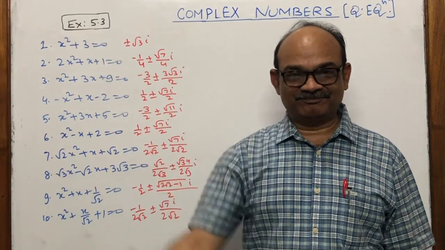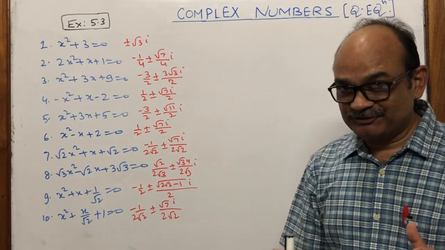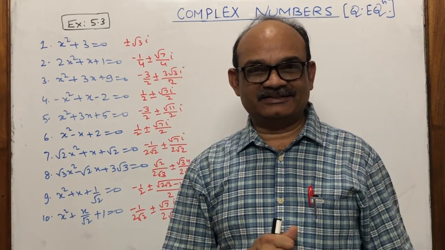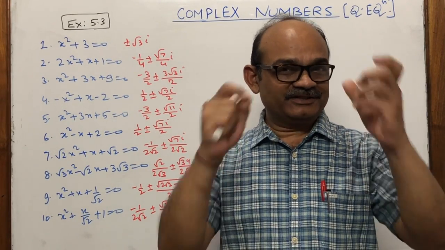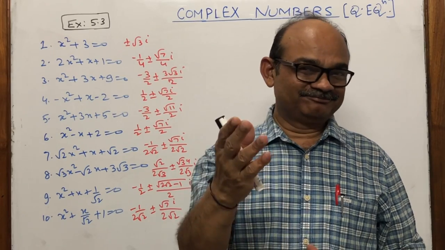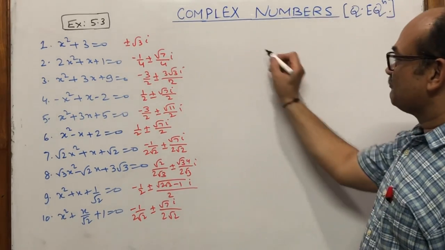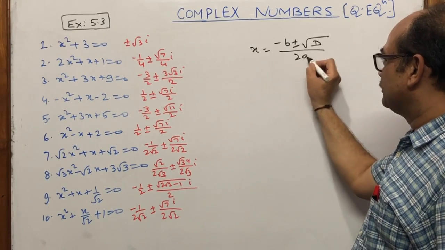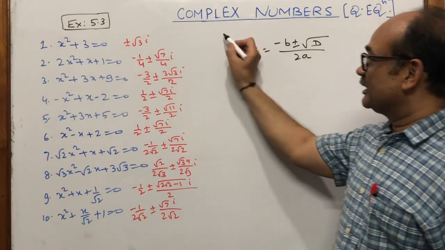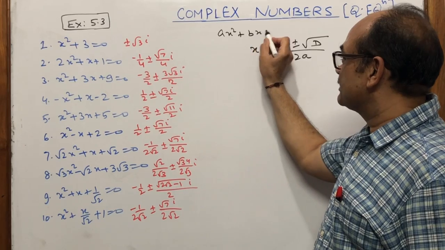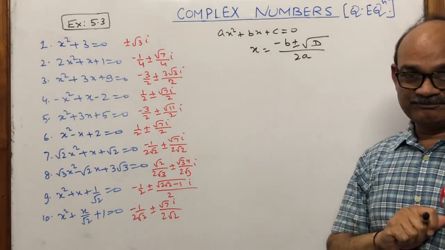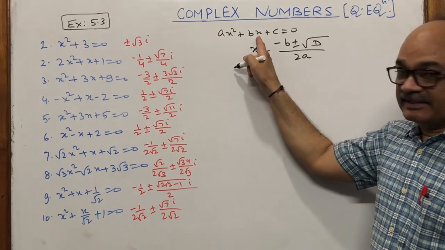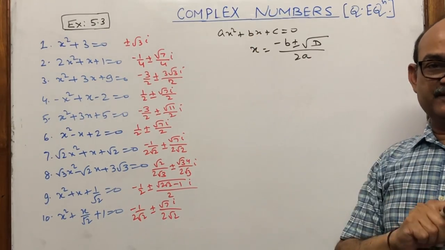Hello everyone. So now we are studying quadratic equations when the roots are imaginary. So tell me, what is the formula from class 10th for a quadratic equation, that is the Sridharacharya formula? Anyone? Yes. So the formula is x equals minus b plus minus root D divided by 2a, where the quadratic equation has the general form ax square plus bx plus c equals 0.